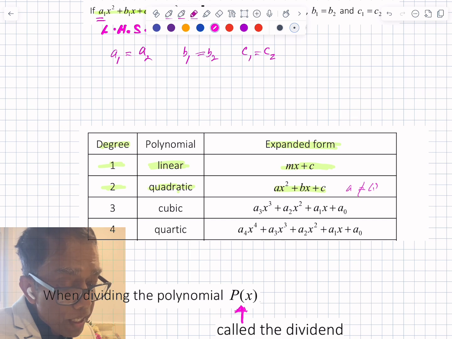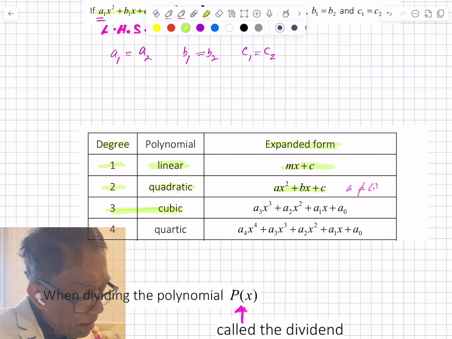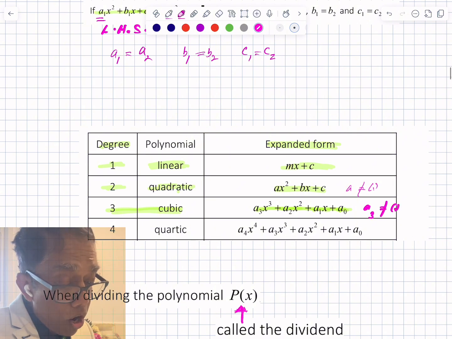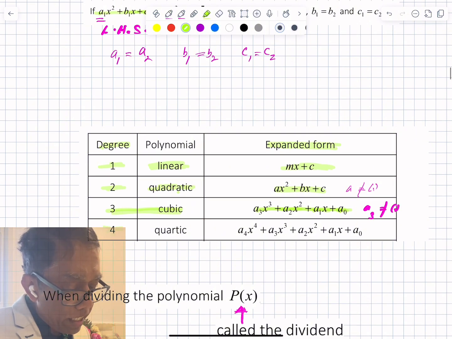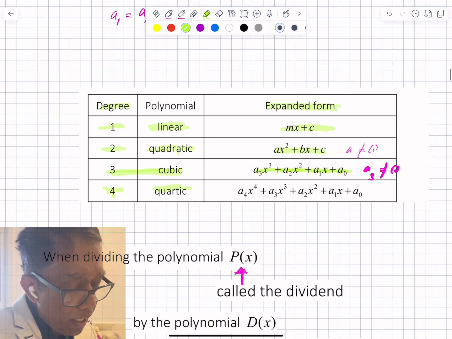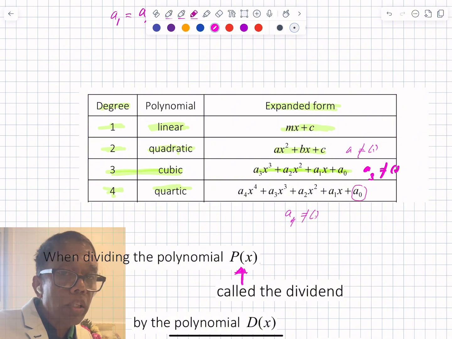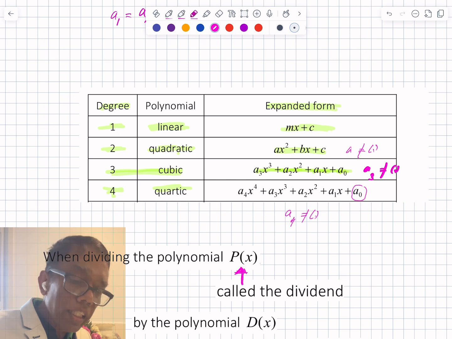If it is a cubic, the degree is 3. This can be written as a_3 x^3 plus a_2 x^2 plus a_1 x plus a_0, where again, if it is a cubic equation, a_3 is not equal to 0. The other one is quartic, the power 4 or the degree is 4. This one also we have to say that a_4 is not equal to 0. a_0 is the constant term, and the other terms have corresponding coefficients.